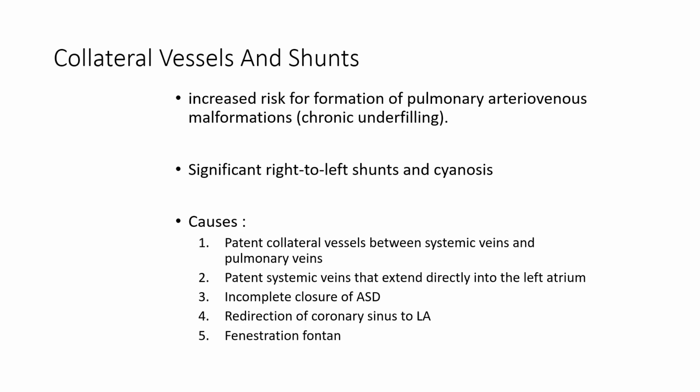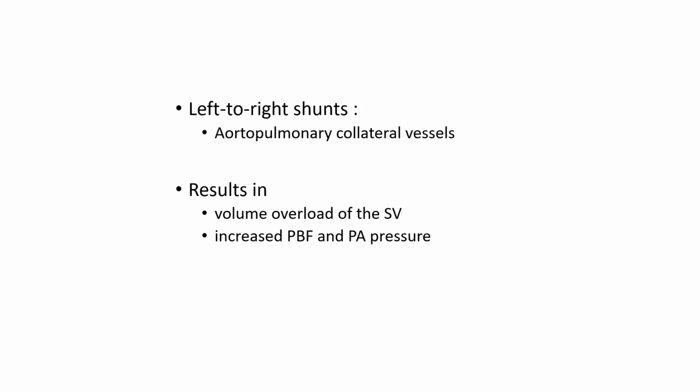Causes are patent collateral vessels between the systemic veins and the pulmonary veins, a patent systemic vein that directly drains into the LA, incomplete closure of ASD, redirection of coronary sinus to LA, and fenestration of Fontan. So these are all the causes for collateral vessels. A left to right shunt can also be possible because of aortopulmonary collateral vessels. It results in volume overload to the systemic ventricle, and increased pulmonary blood flow and PA pressure.